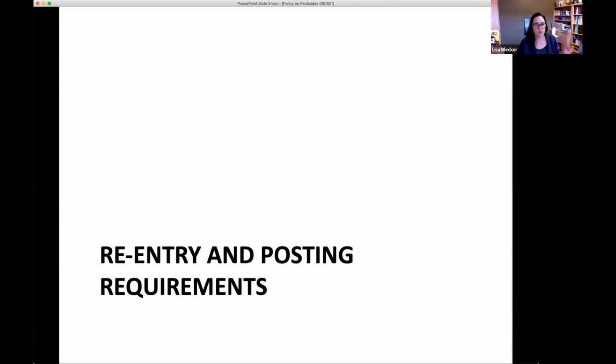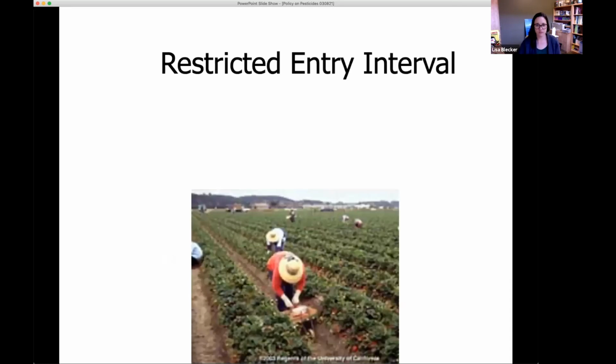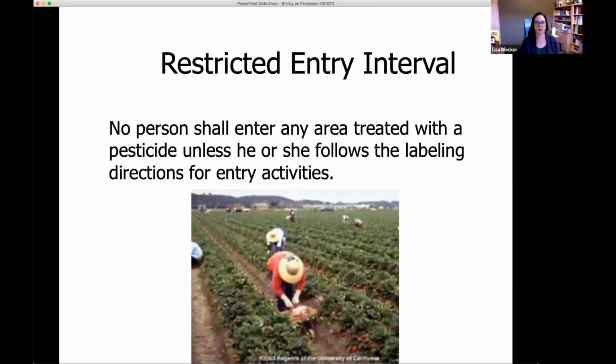So I want to go into reentry and posting requirements. I probably won't go into all the details on this because a lot of times the details don't apply to the majority of people. But if you do have follow-up questions, I would like to hear them. So we talked about the restricted entry interval.